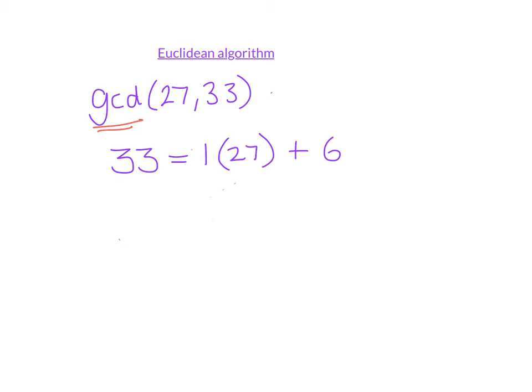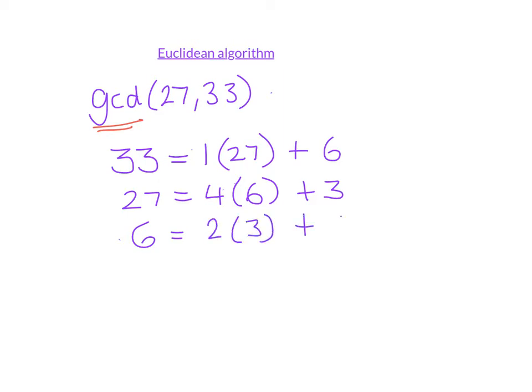And then I'm going to take that 27 and I'm going to divide it by the remainder. So 27 gives me 4 lots of 6 and I have a remainder of 3. And again I'm going to take the 6 and I'm going to divide it by the remainder of 3. It's 2 lots of 3 with a remainder of 0. And at this point I know that I've found my highest common factor or greatest common divisor to be 3.